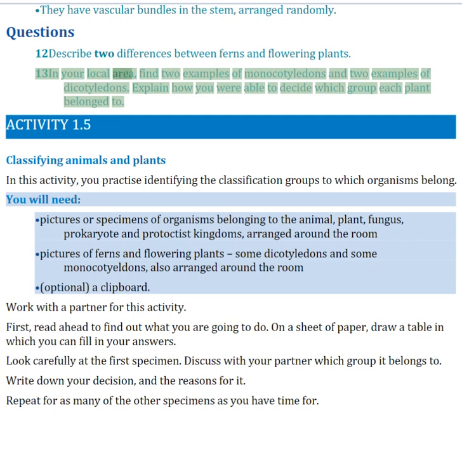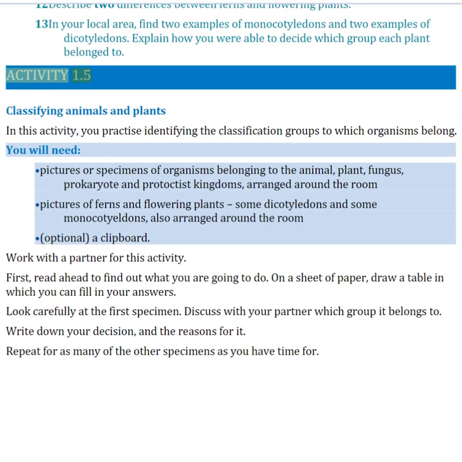13. In your local area, find two examples of monocotyledons and two examples of dicotyledons. Explain how you were able to decide which group each plant belonged to. Activity 1.5.